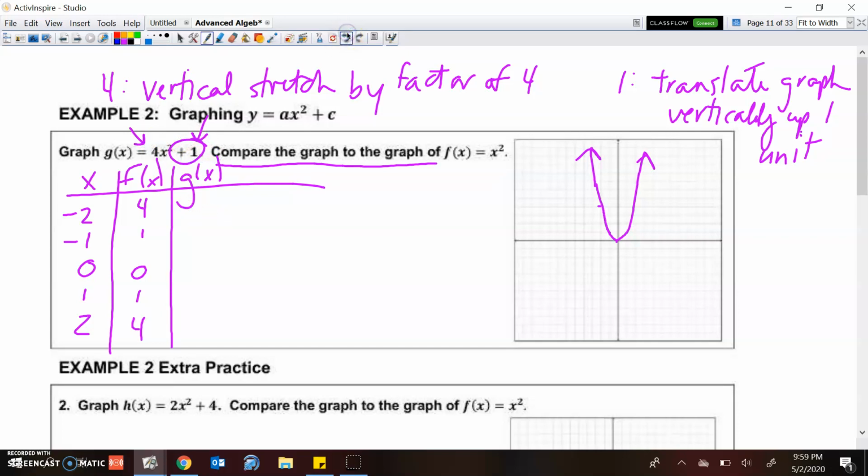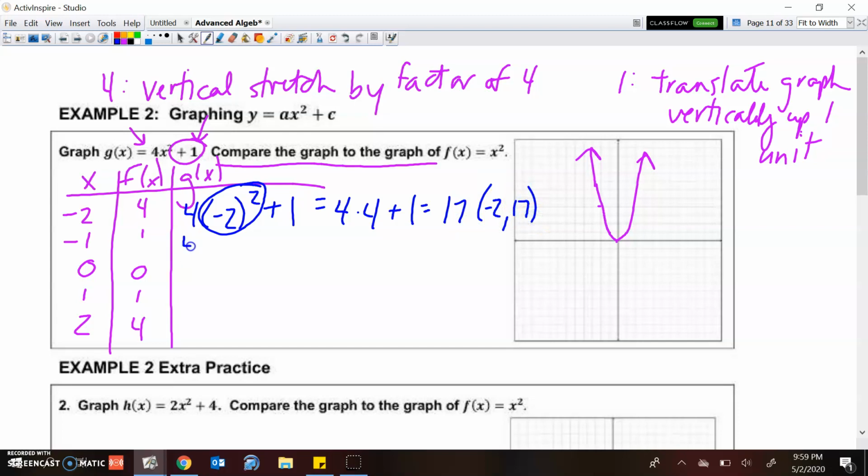Let's rewrite that. It's going to be 4 times -2 squared plus 1. Now you could put this in your calculator, but you can also think through it. -2 squared, we have to do the order of operations. This is going to give us 4. So I have 4 times 4 plus 1, which is 16 plus 1, which is 17. So my first point is -2, 17.